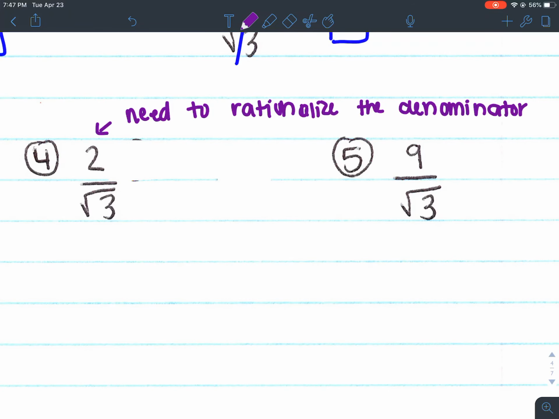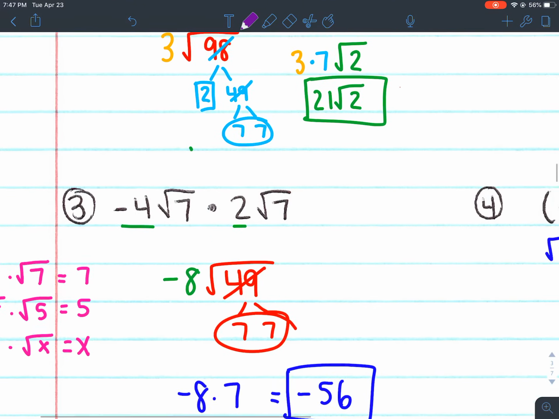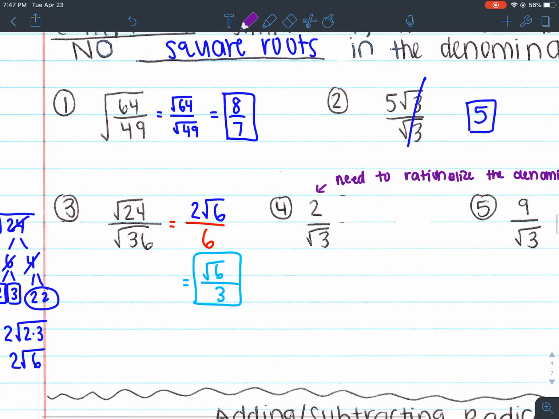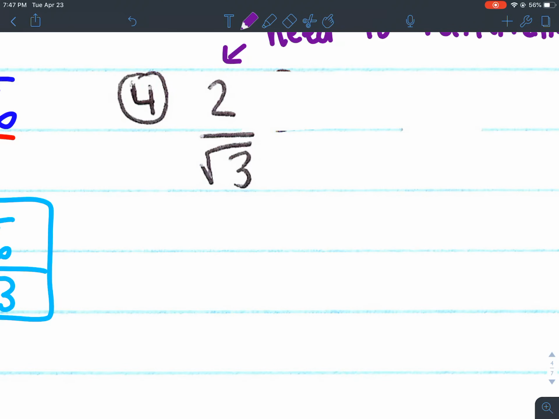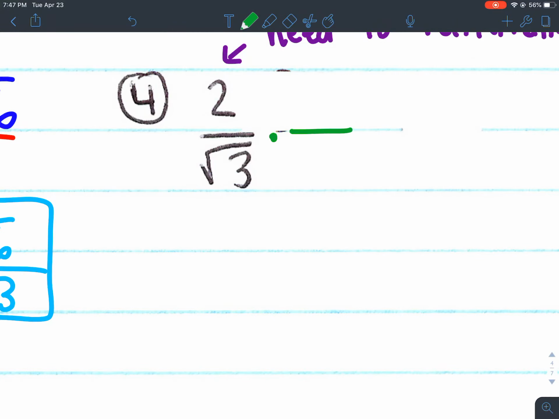Okay, so in order to rationalize the denominator, I need to get rid of the radical in the denominator. Now, let me ask you this. When we had the square root of 7 times the square root of 7, how did we get rid of those square roots? In order for that radical to no longer be there, you have to multiply it by itself, and it will get rid of the radical. So, since I have 2 square root of 3 and I want to get rid of the square root of 3, I'm going to multiply by the square root of 3 over the square root of 3.